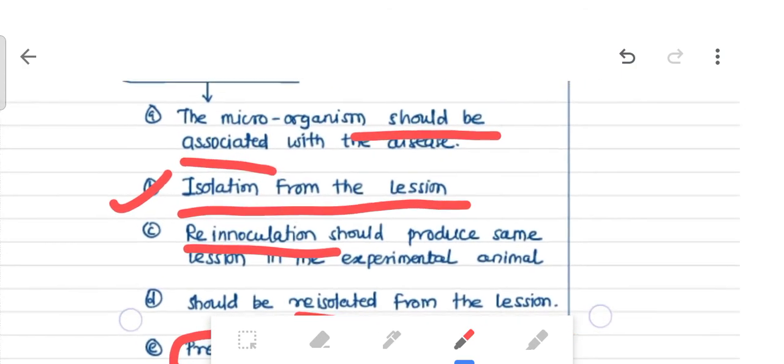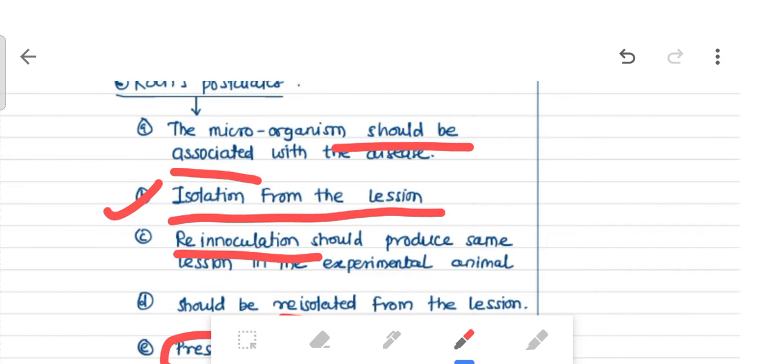So what is the Koch postulate? First of all, the microorganism is constantly associated with the disease. Isolate the organism in a pure culture. Then in a laboratory animal, it can produce the same disease. Then it can be re-isolated from the experimental animal as the same organism in a pure culture. Then the immune response is demonstrated by the antibody against the organism.